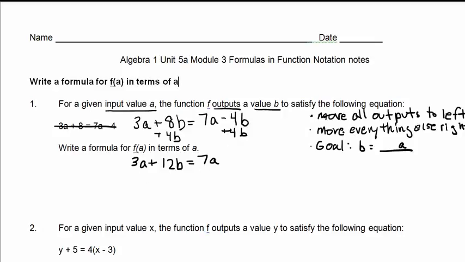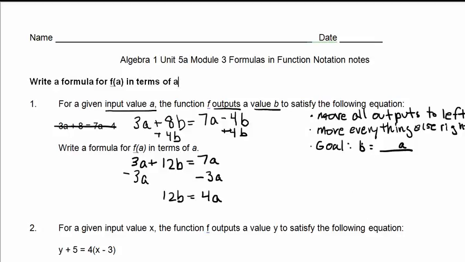Now once we move all the outputs to the left, that's our b value, we're going to move everything else to the right. So if it's not a b, it's moving. So we're going to get this 3a out of here by subtracting it from both sides. When you do that, they cancel out on the left side. You get 12b on the left, and you get 7a minus 3a. That's 4a on the right.